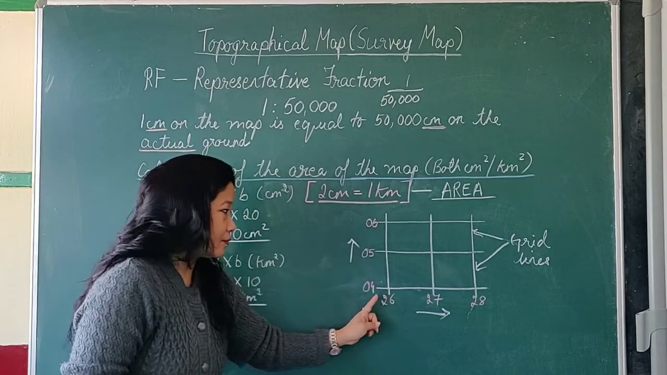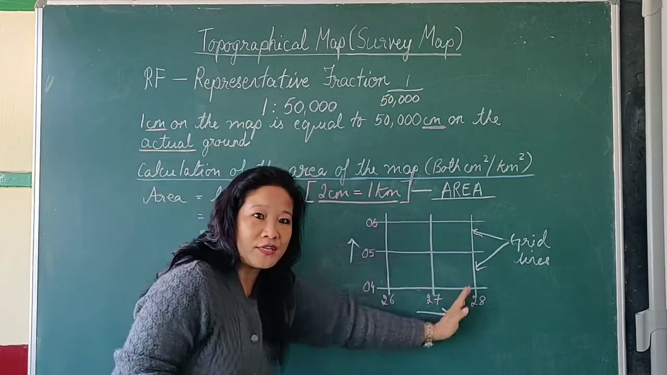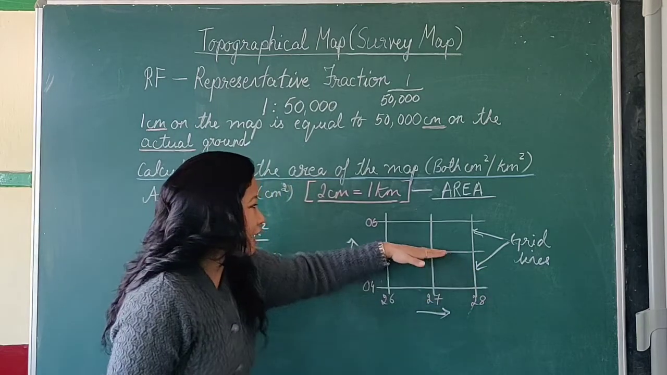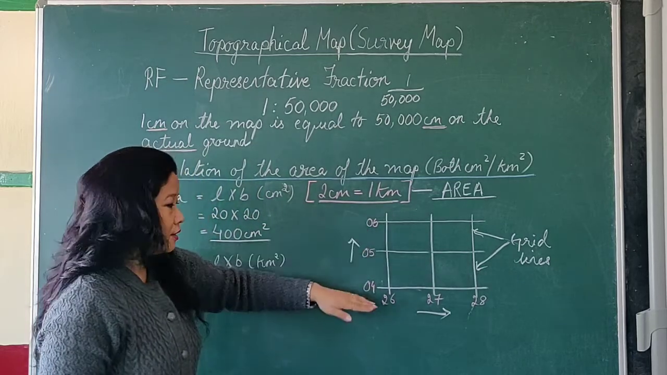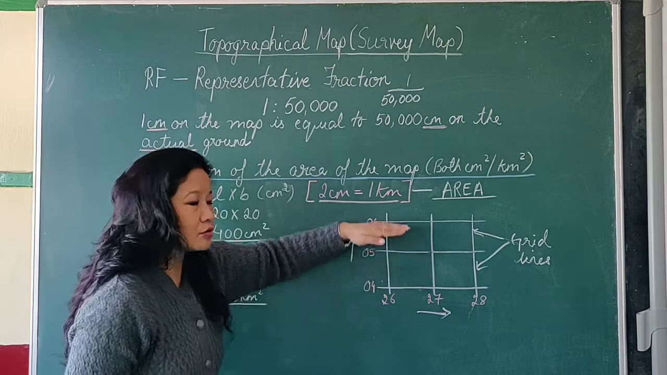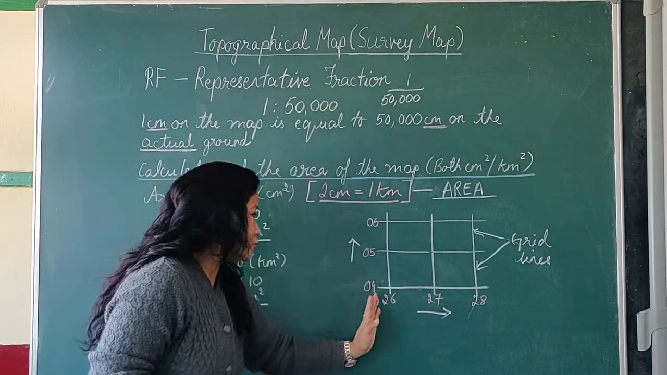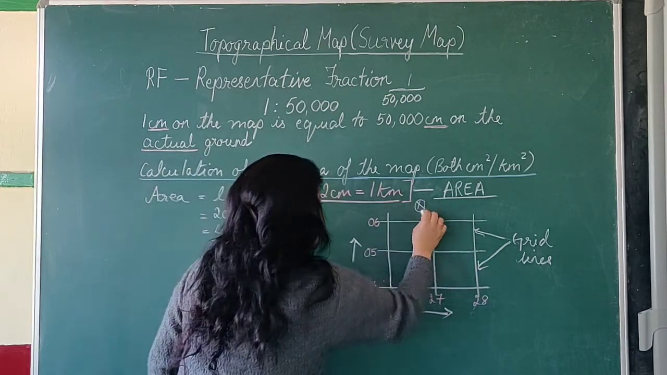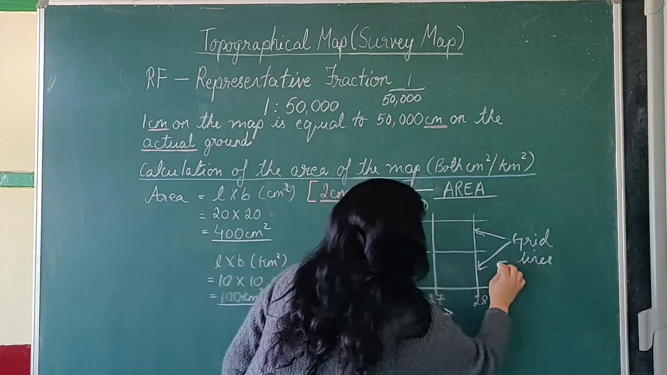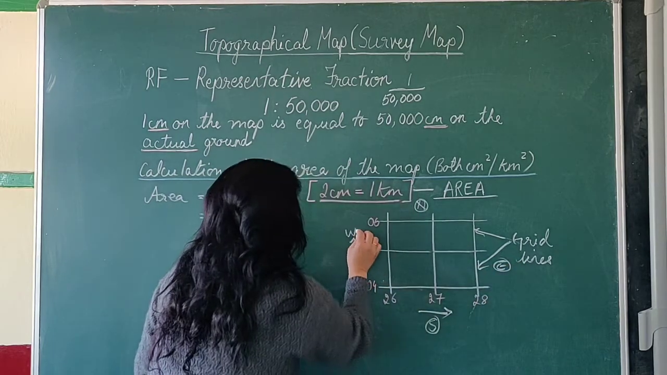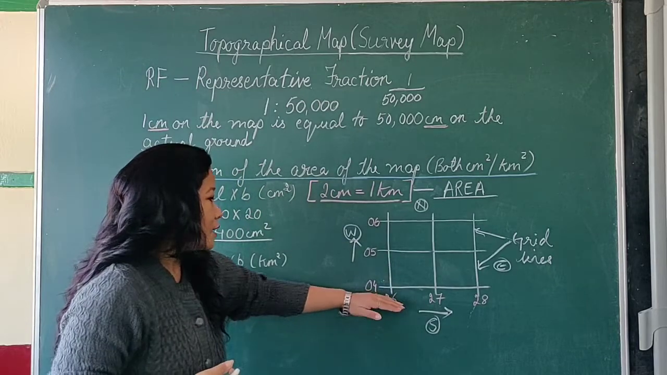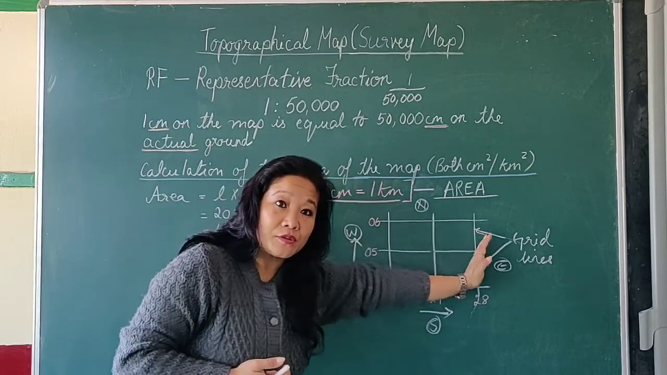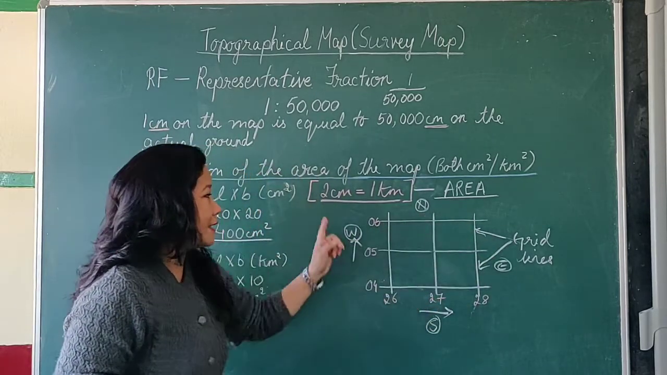If you look at these horizontal lines, they are increasing towards the east, and these vertical lines, they are increasing towards the north. 4, 5, 6, it's increasing up. And if you look at this, 26, 27, 28, it's increasing. This is your north, this is your south, this is your east, and this is your west. So from south to north it is increasing, and from west to east it is increasing in this particular manner. So these are called grid lines.